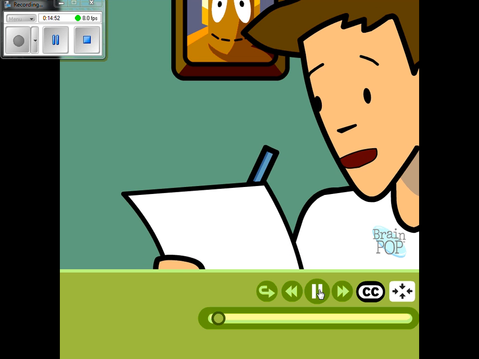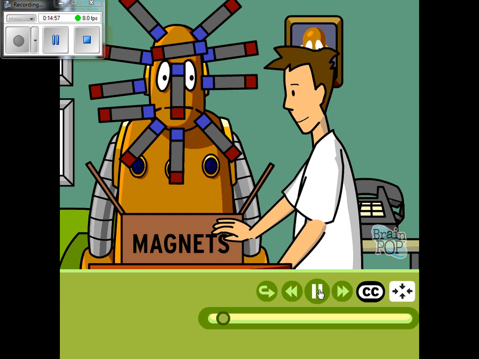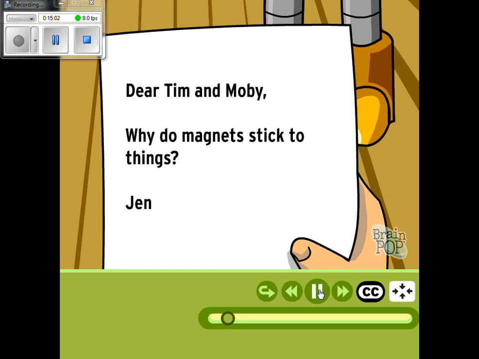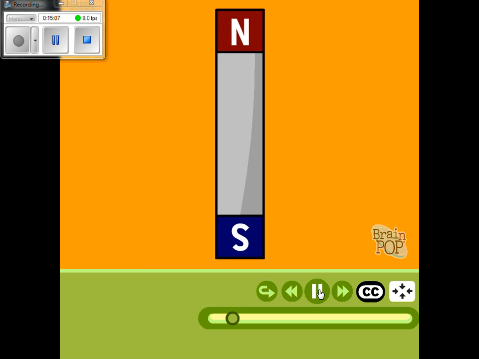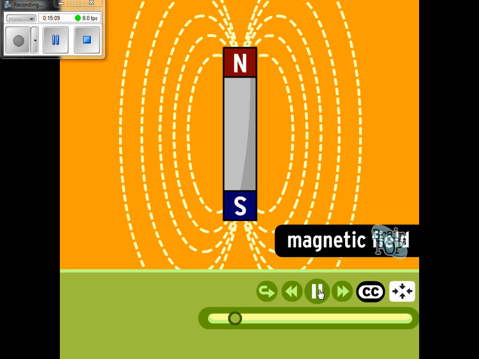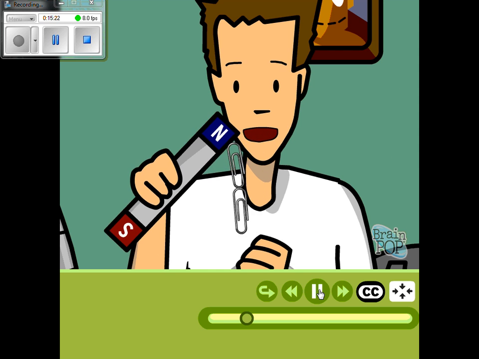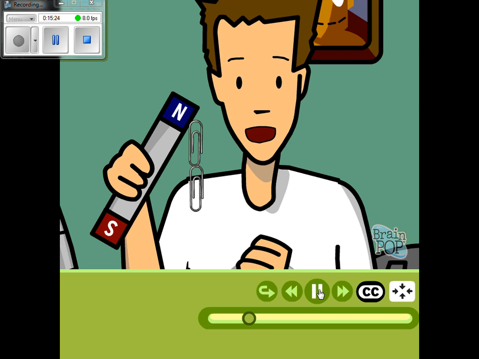Call Robot Repair Shop, Ray Magnets. Dear Tim and Moby, why do magnets stick to things? From Jen. A magnet is any material that produces a magnetic field. Yeah, a magnetic field is basically a force field. It's an invisible area of force that extends all around a magnet. That force attracts metals like iron, nickel, and cobalt. When those metals fall inside a strong enough magnetic field, they become temporarily magnetic.